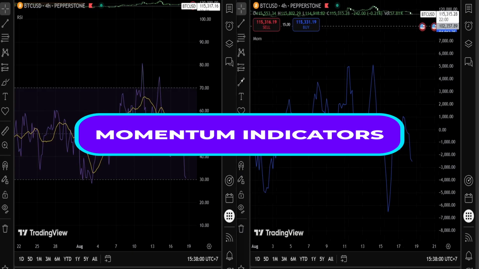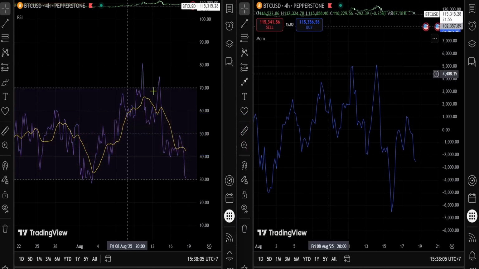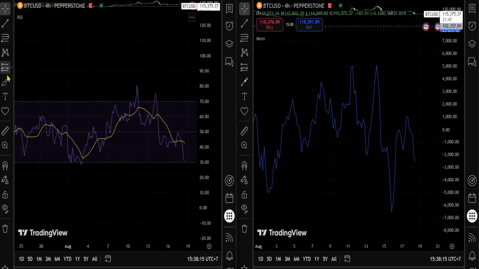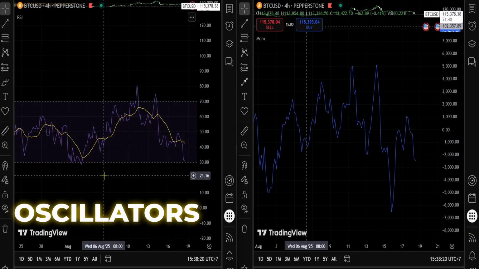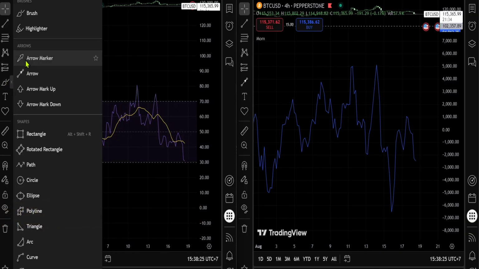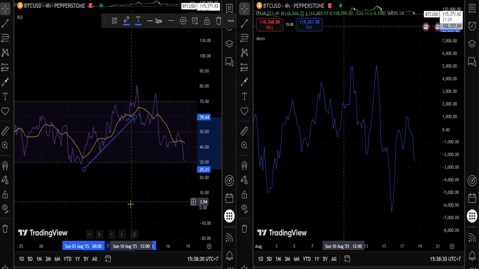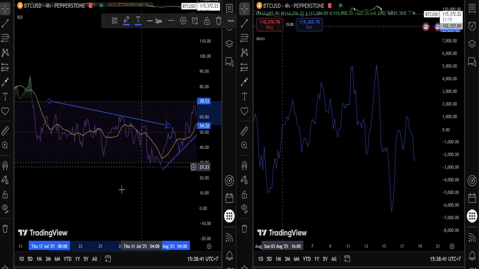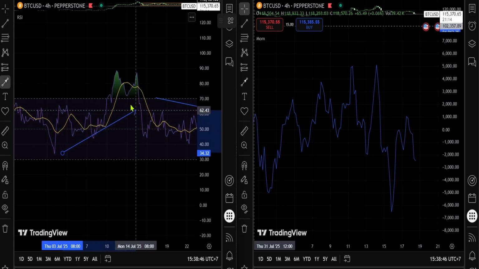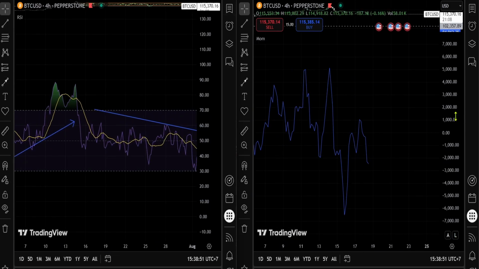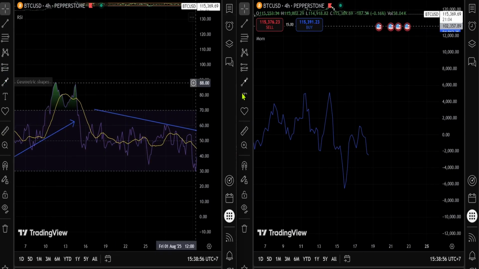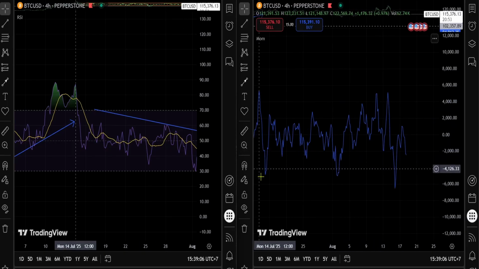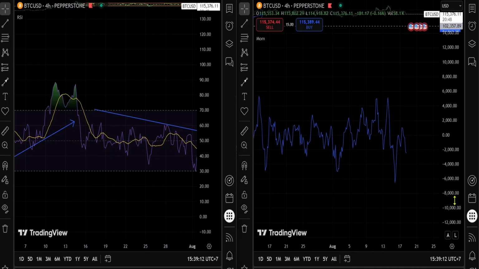Then, momentum indicators. They measure the speed and strength of price movement, perfect for timing entries and exits. Some are called oscillators like RSI, Stochastic, and CCI because they swing between fixed levels to highlight overbought and oversold conditions. Others, like MACD and the momentum line, don't have boundaries but still track momentum in a different way. Momentum is the only category that splits into subtypes, which gives you options when building strategies.